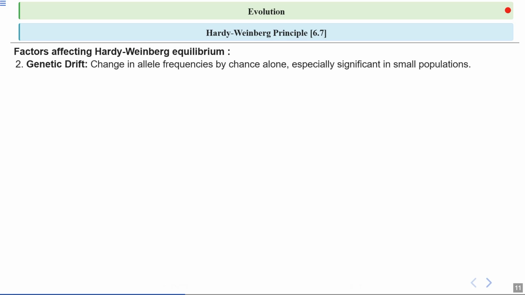Second is genetic drift. Genetic drift is basically a change in the allele frequencies by chance alone. This is especially significant in small populations, not in larger populations. It is significant in smaller populations.